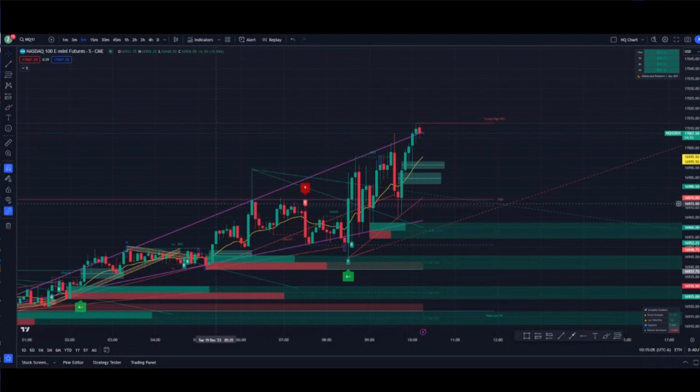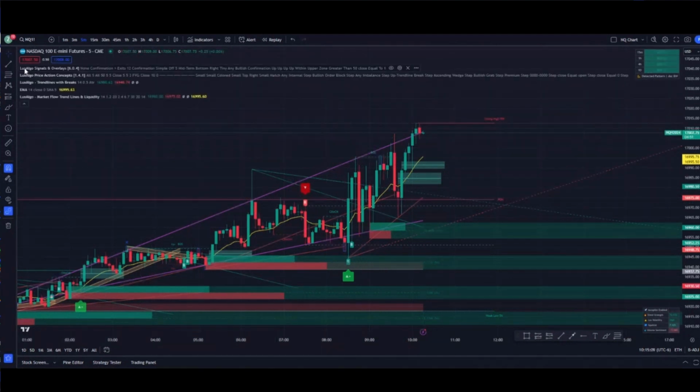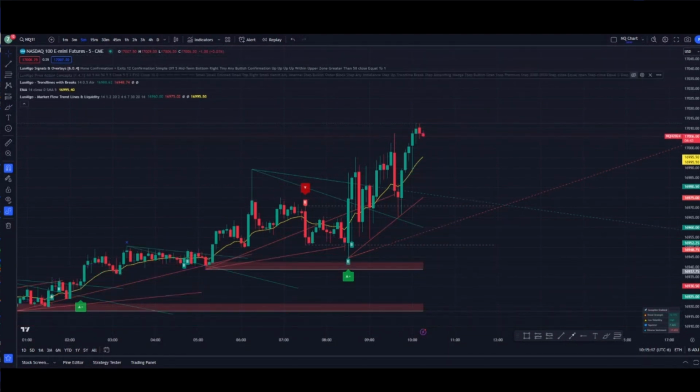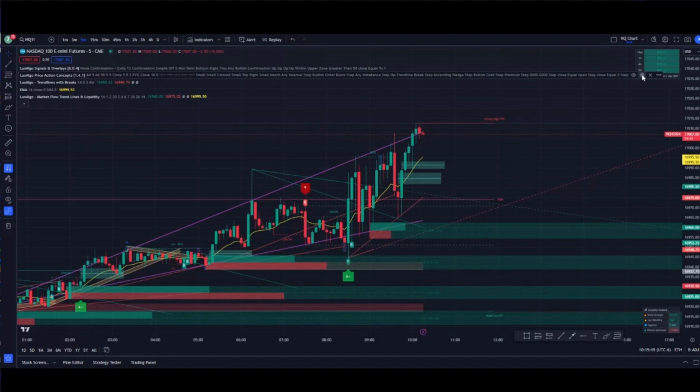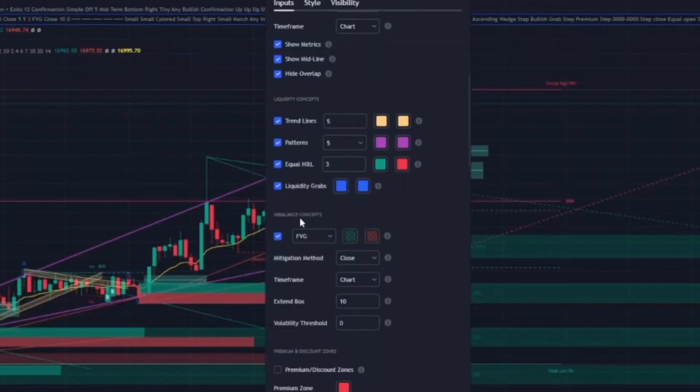Can you pull down your Lux Algo and just go through it, so I can see what's on and off and compare it to what I have on and off? The fair value gaps are under price action concepts. Right. Under imbalance concepts, fair value gap. It looks like you almost turned on everything. Like you got breakers on, show all metrics, trend lines, fair value gap.